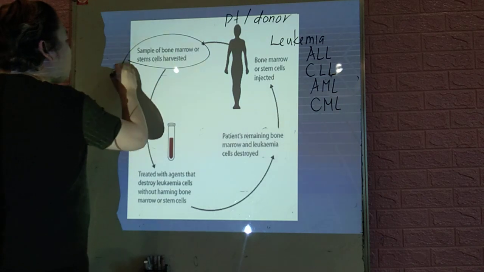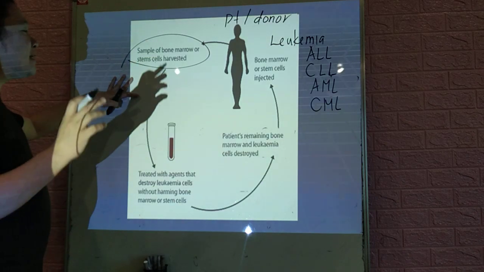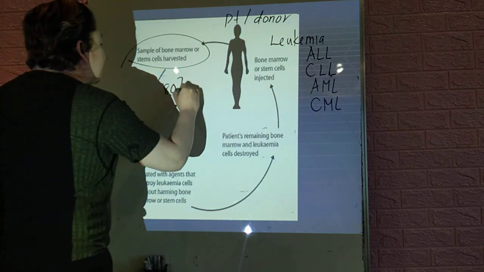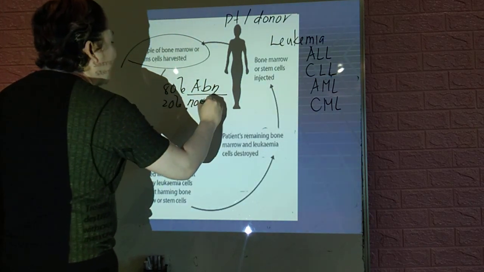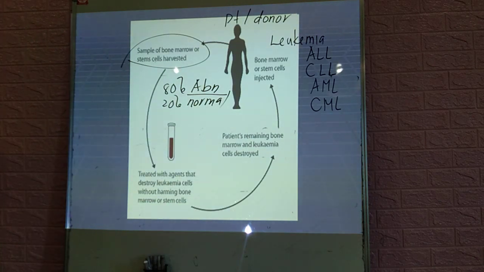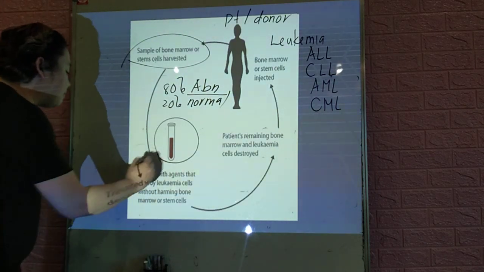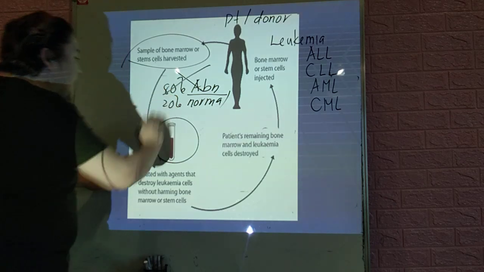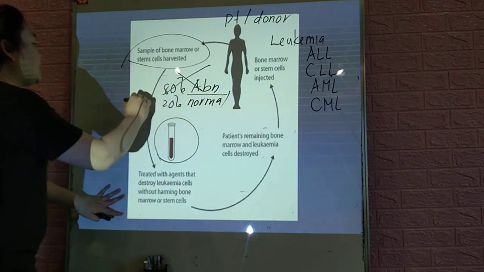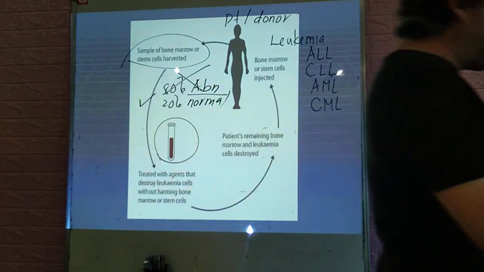So the sample of bone marrow or stem cells is harvested from this specific patient. Let's say this patient contains leukemic cells. Let us assume it's 80% abnormal, which means leukemic cells, and 20% normal. So we have harvested that specific set of cells with 80% abnormal cells and 20% normal cells. So what happens now? Guys, this will be harvested and processed in the lab. This will be treated with agents that will destroy the leukemic cells and will only retain those stem cells that are usually considered normal. So let's say, for example, we have here specificities.